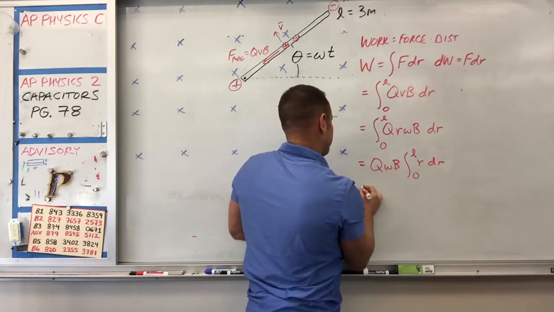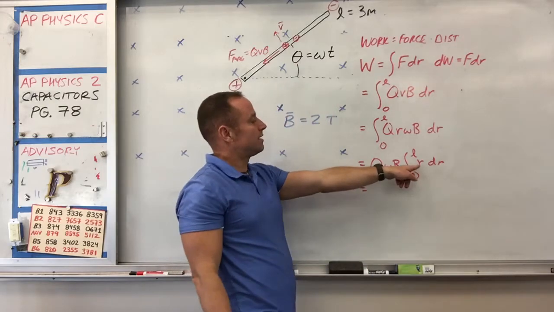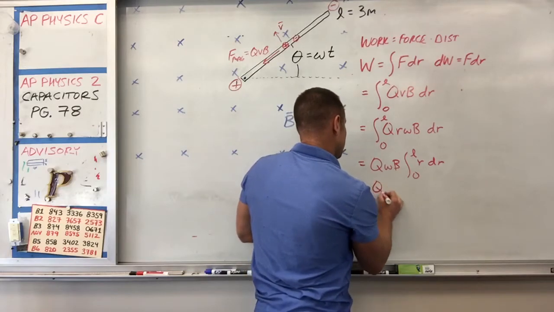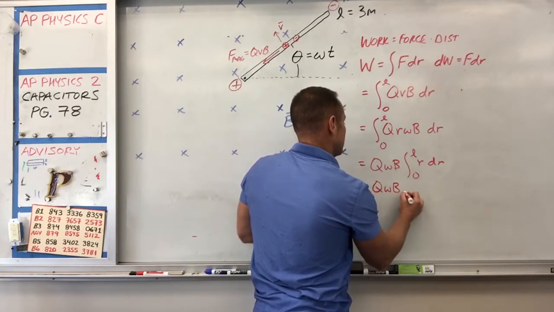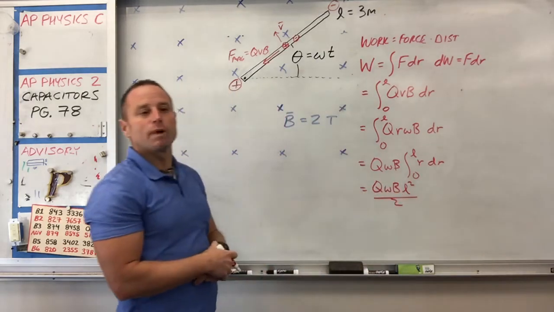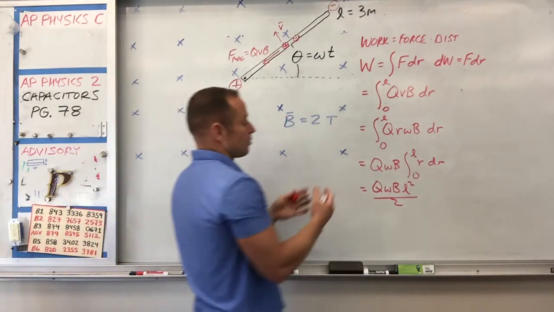And so finally you get, well, that's going to be R squared over 2, so L squared over 2. So you get Q omega B L squared over 2. And then what we can do to just wrap this up, so that's supposed to be the amount of work done.